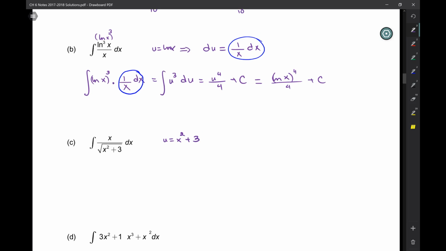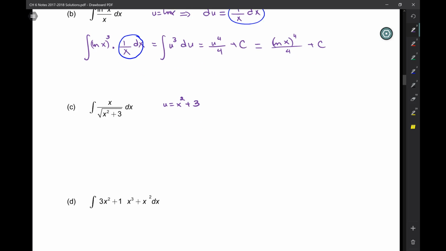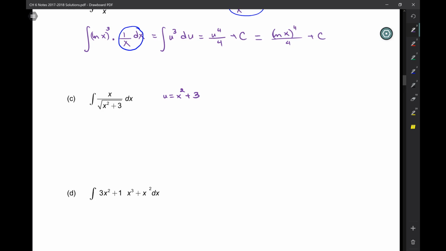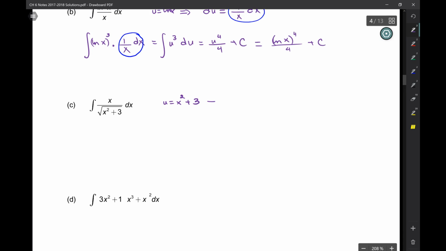Okay, go ahead and I'll race you to it with this one. Go. I found du, but I don't know what it is. What did we find for du? I got du and I'm done. du over 2x equals, is this what we got? Yeah. Now look, I didn't even get to you.